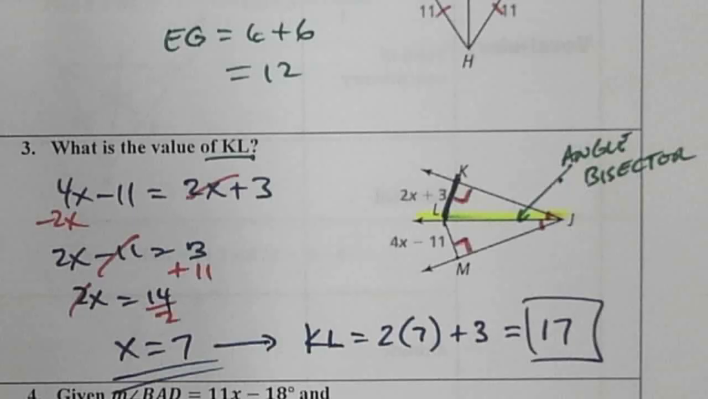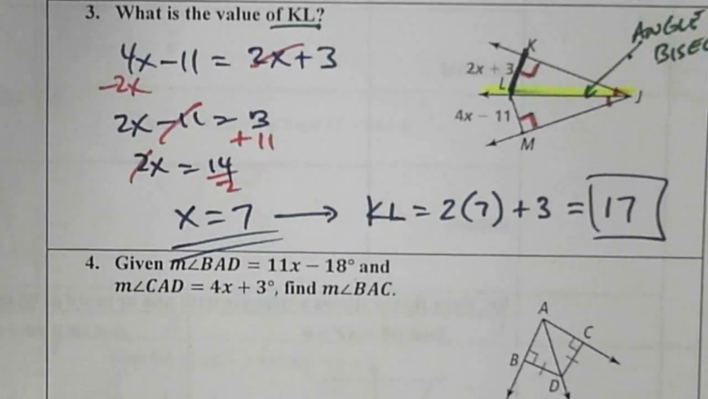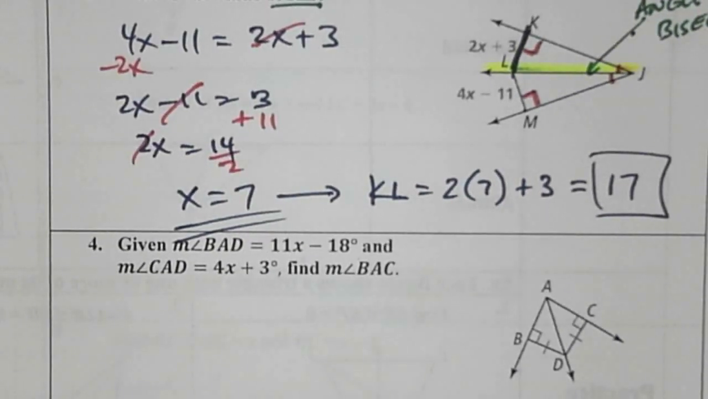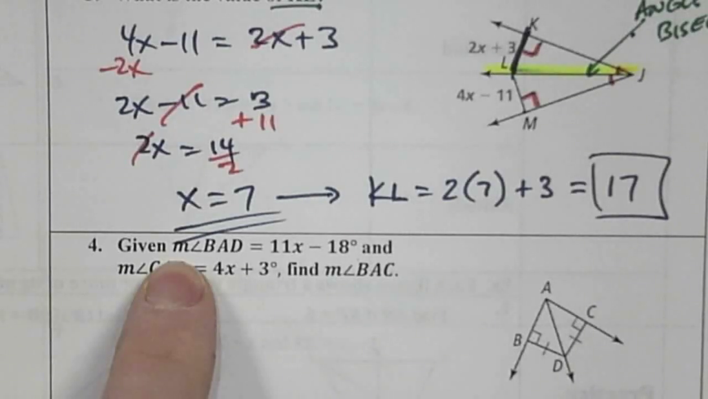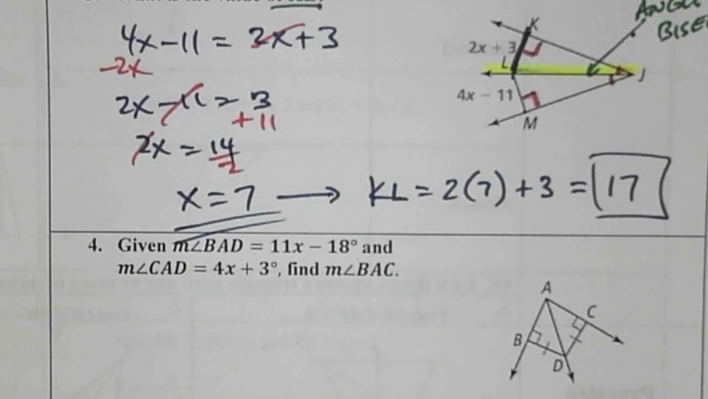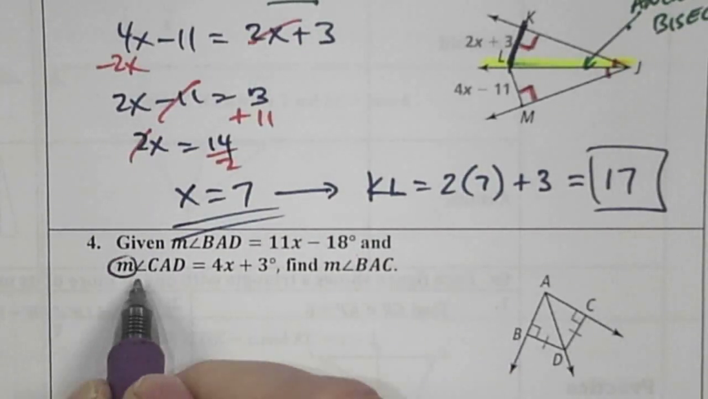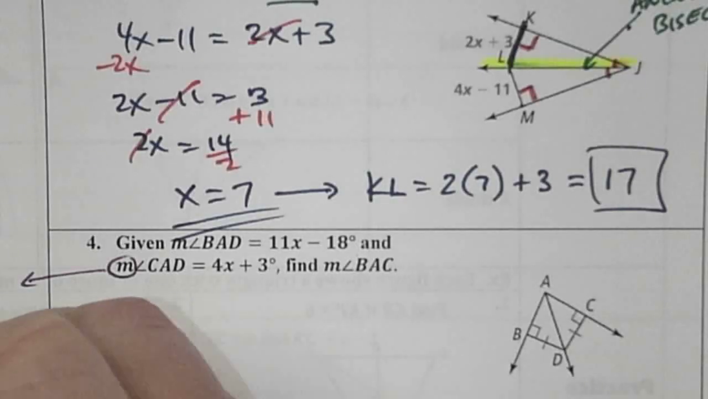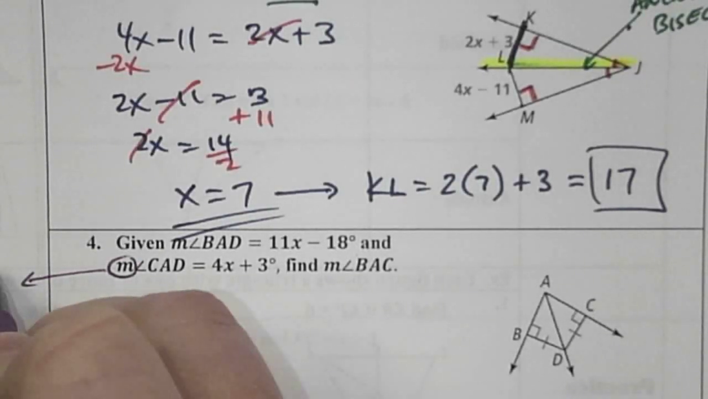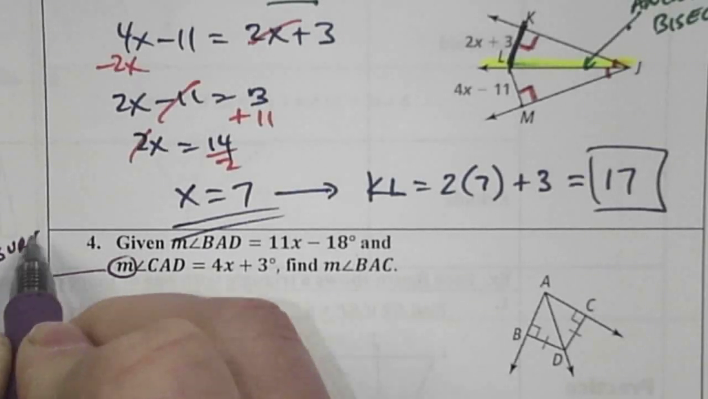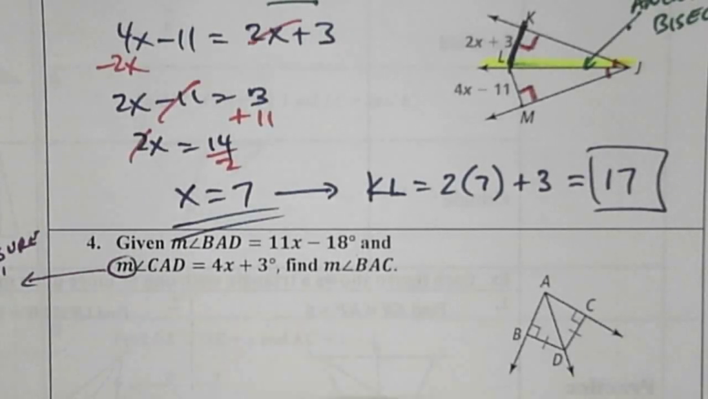All right, this next one's a little wacko. I'll try to keep some of that on screen right there. All right, given, what is that m? That little m right here, when you're talking about angles, it simply means, quote, the measure of. And it's technical.